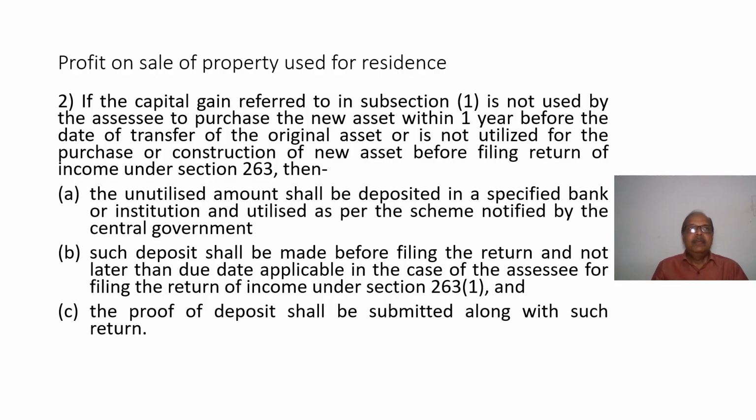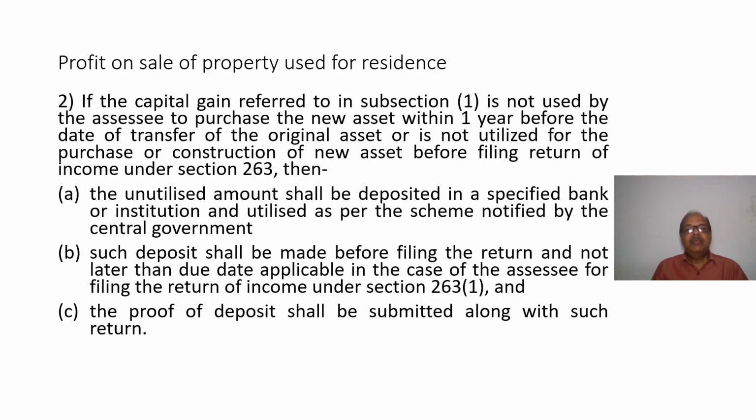Similarly, if the sale proceeds are not used for the purchase of a new house or new property within 2 years after the transfer, or within 1 year before the transfer, or the new house is not constructed within 3 years after the date of transfer, the exemption is still available to the assessee as per subsection 2 of section 82, and we will see how the exemption can be claimed.